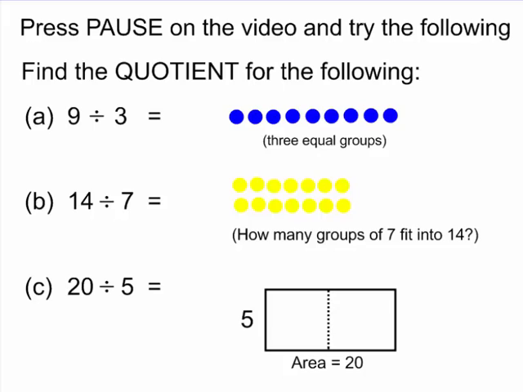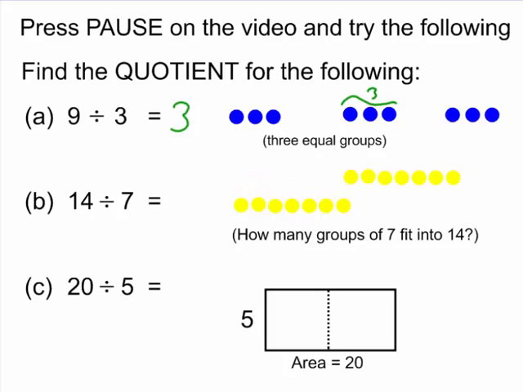So 9 divided by 3, you'll notice I have 9 blue dots here. And I'm just going to break this up into 3 equal groups. So if I break this up into 3 equal groups, I can see that within each group there is 3. So 9 divided by 3 is 3. 14 divided by 7, I have 14 yellow squares here. So if I want to see how many groups of 7 fit into 14, well, there's one group of 7 here and a second group of 7 here. So I have 2 full groups of 7 that fit into 14.